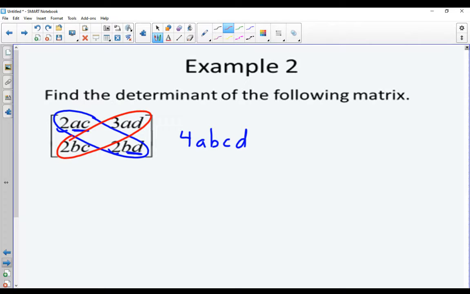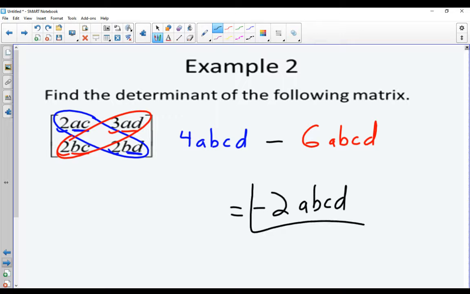Then do the upwards diagonal. Do the numbers first, and you'll get 6. Then multiply the letters together. And when you multiply the letters together, you'll get A, B, C, D. So you have your first number and your second number. Subtract the two. 4 minus 6 will give you -2. And the A, B, C, D will actually stay. And that will be your determinant.